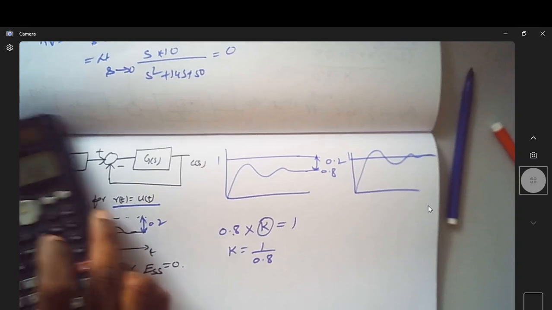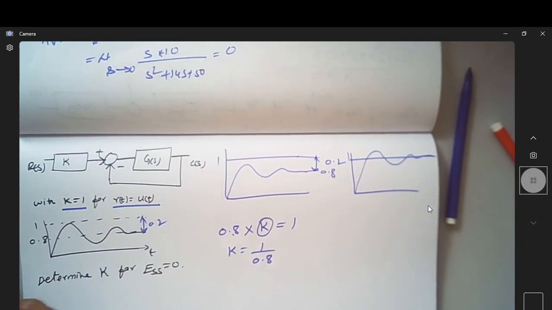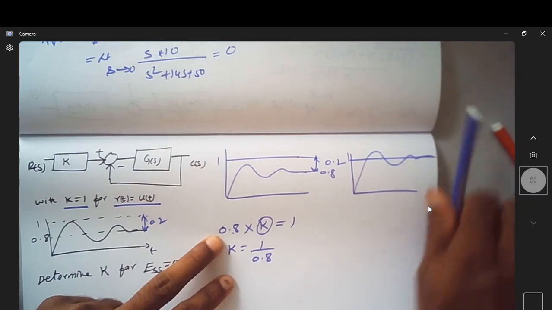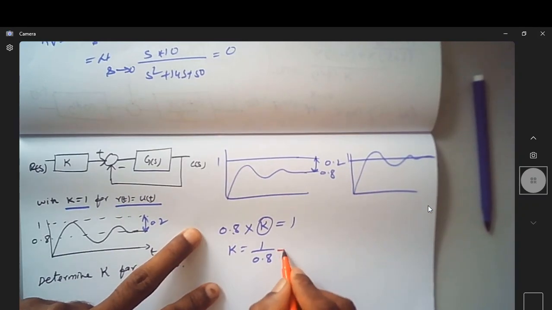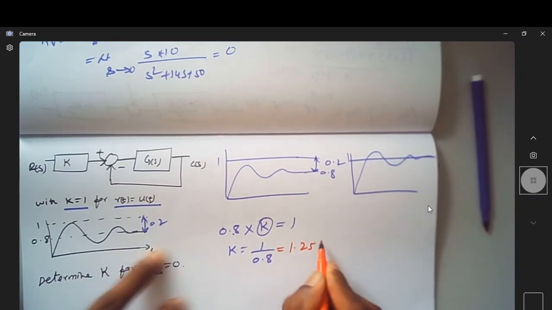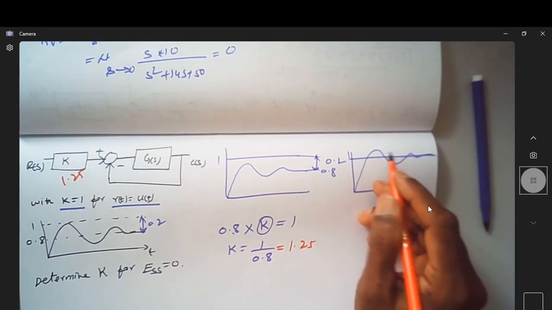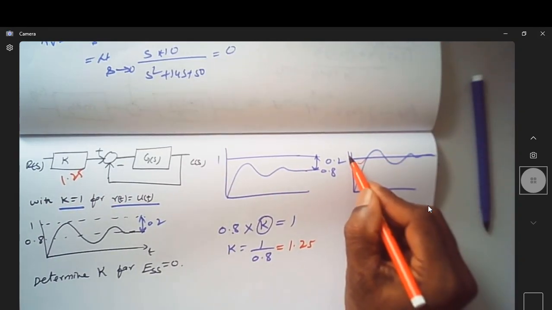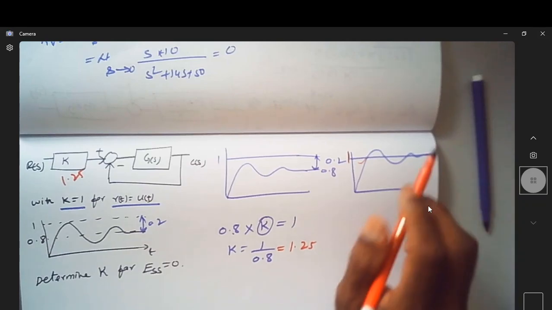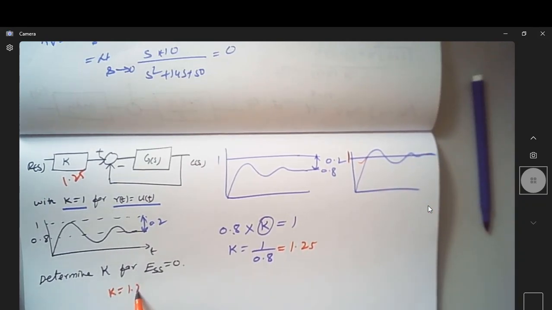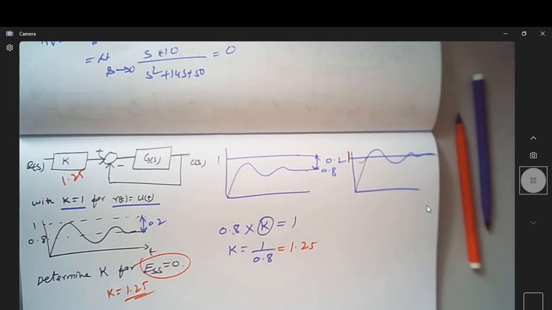So now what is 0.8 inverse? It is 1.25. So if you make the value of k as 1.25, the error will be 0, meaning it will settle at 1. So the value of k will be 1.25, so that the error is 0. Steady state error is 0.